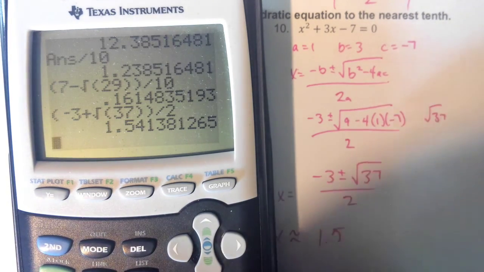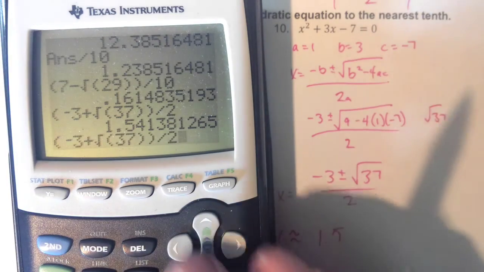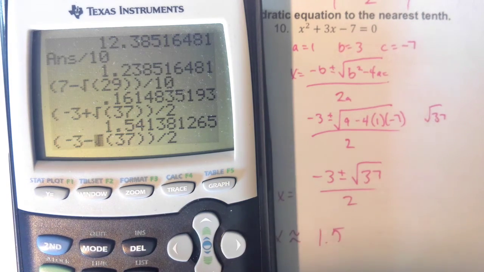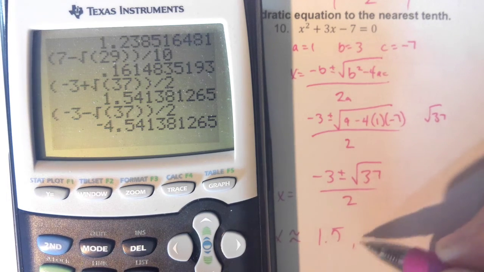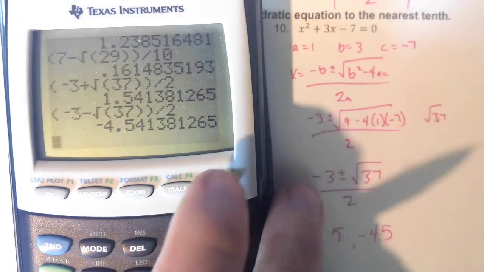And then the other version, I can just hit, not answer, I can hit my previous entry, scroll over, change that to a minus, and rounded to the nearest tenth would be -4.5. Awesome. Let me know if you have any questions on that.